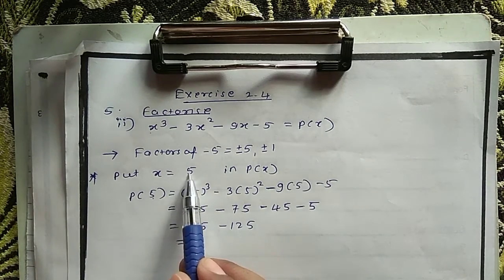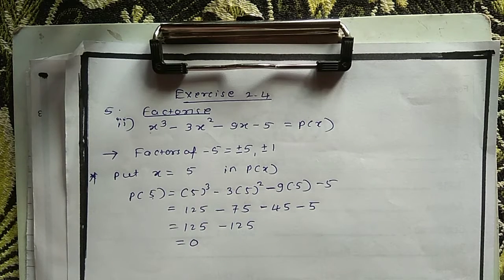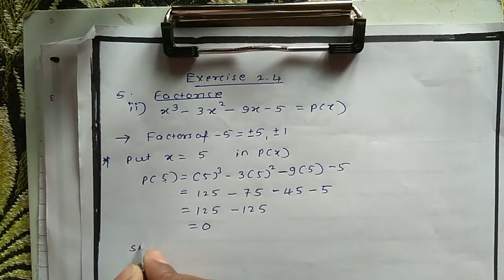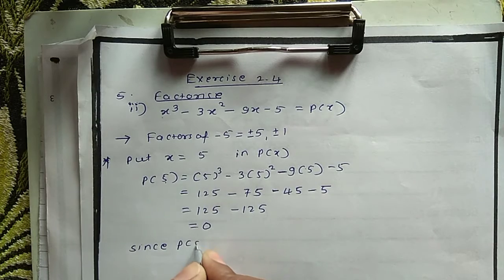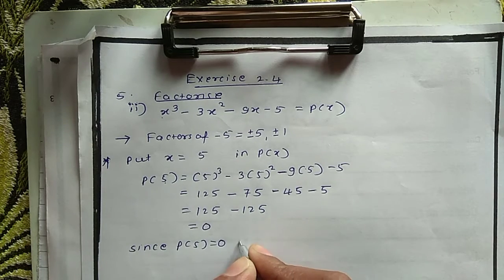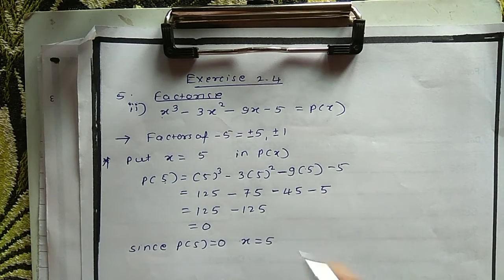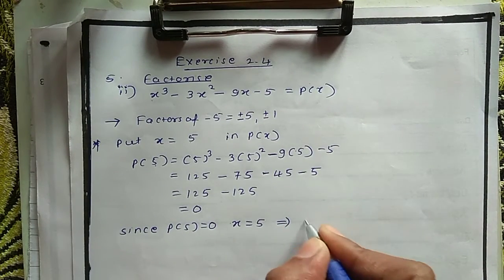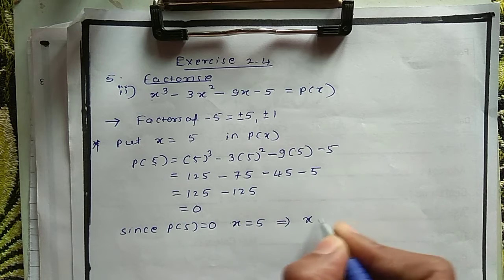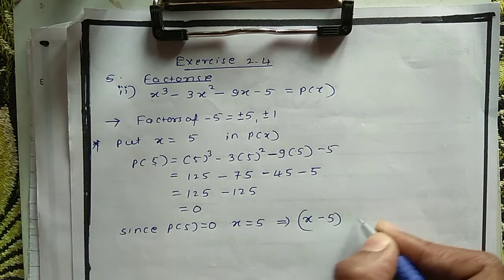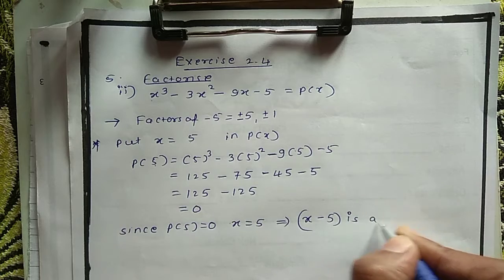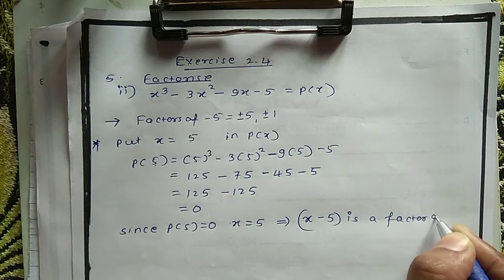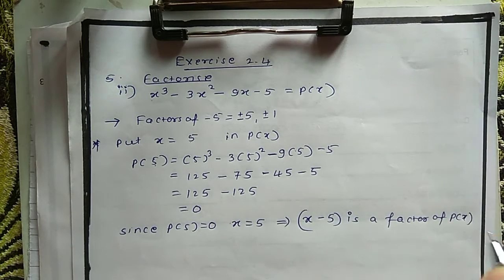It means this 5 is one of the zeros of this polynomial. As we know, once we get the zero, we can find the factor. Since p of 5 equals 0, x equals 5 here. How to get the factor? Just take this 5 to this side: x minus 5 is a factor of p of x. It is one of the factors of p of x.